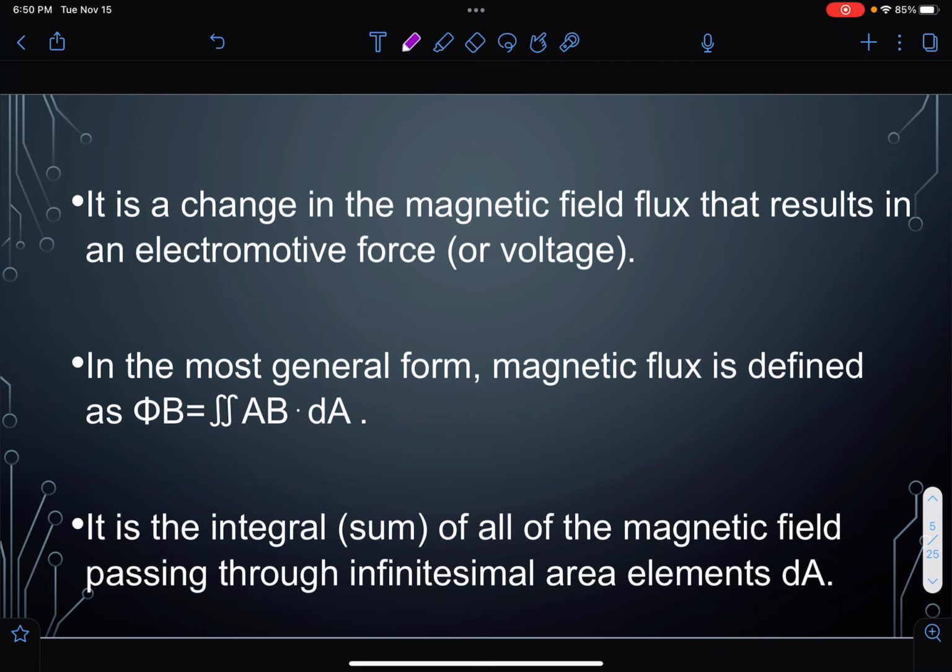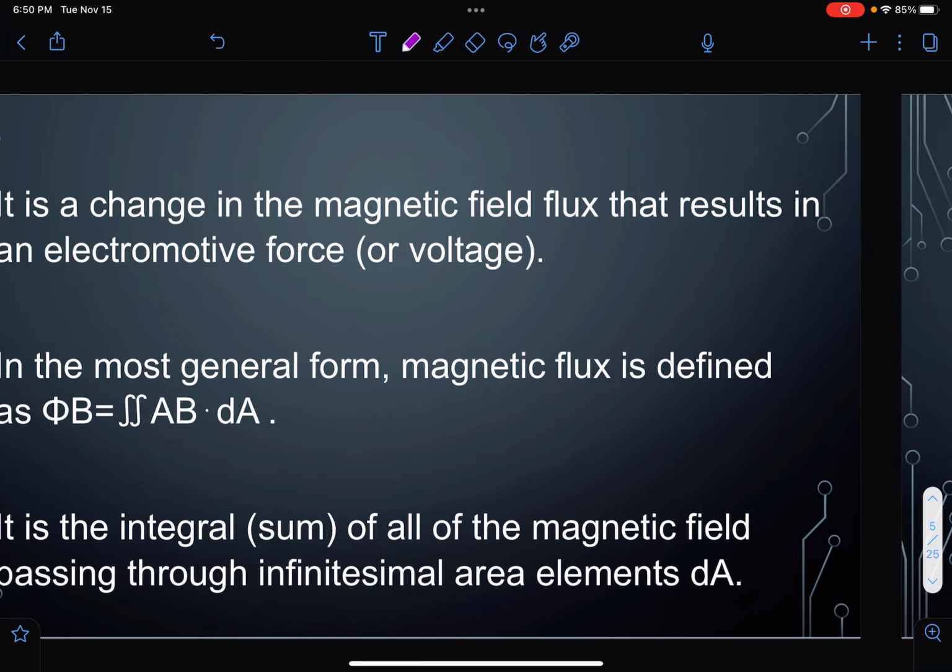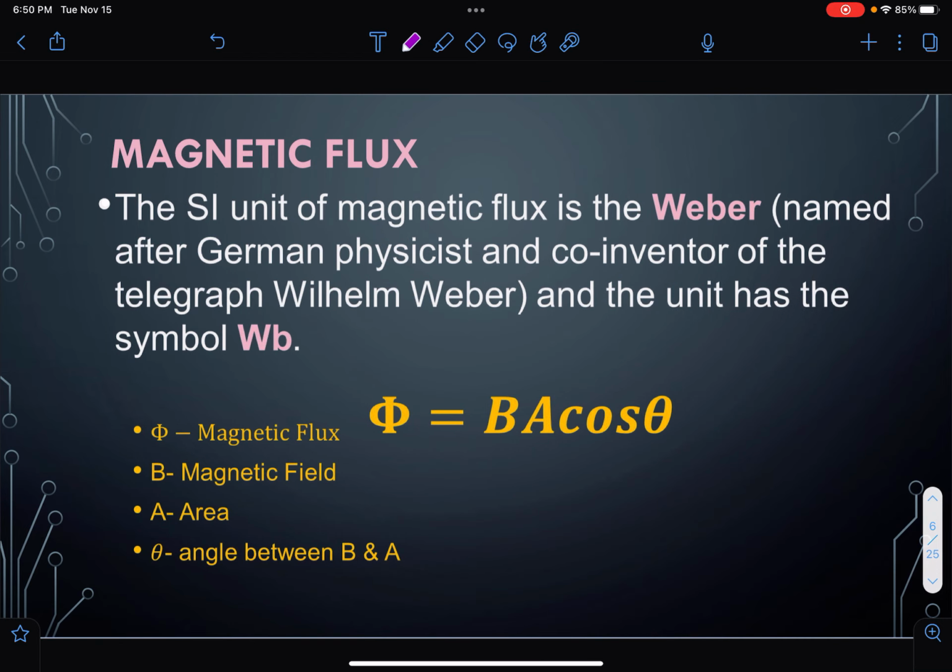Okay, so it is a change of the magnetic flux that results in electromotive force, or voltage. It's going to be the sum of that, or the integral of the magnetic field passing through this area. Essentially what we get is this magnetic flux, which has the symbol phi, is equivalent to the magnetic field times the area times the cosine of theta.